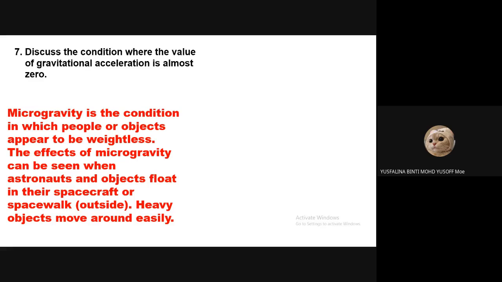Discuss the condition where the value of the gravitational acceleration is almost zero. Microgravity is the condition in which people or objects appear to be weightless. The effect of microgravity can be seen when astronauts and objects float in their spacecraft or on a spacewalk. Heavy objects move around easily. So microgravity means the gravitational acceleration is almost zero.